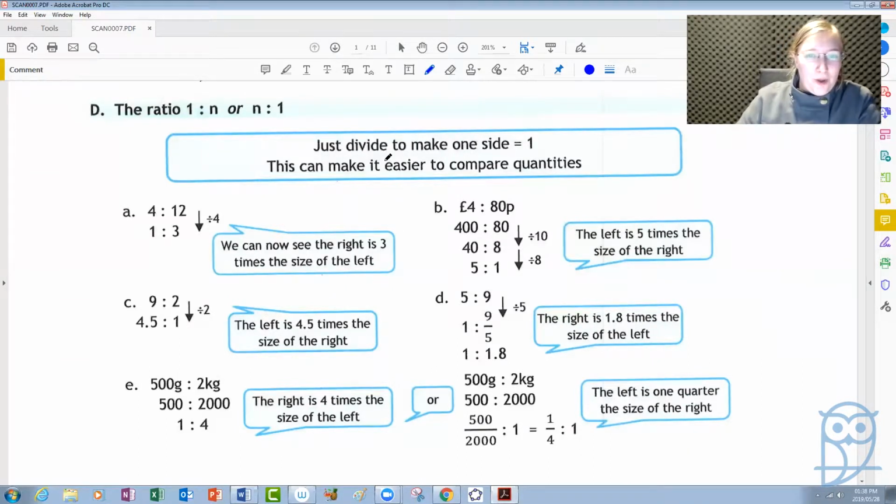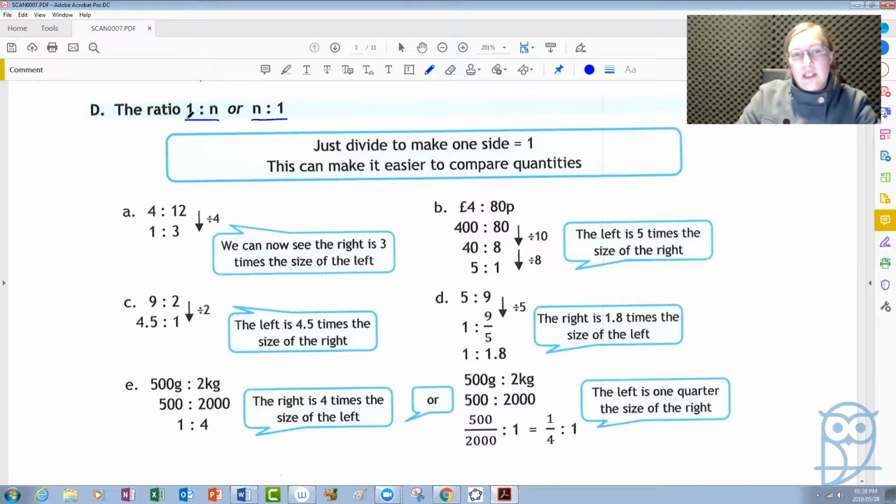Okay, so if we turn things into a ratio 1 to n or n to 1, that makes it very easy for us to compare different kinds of quantities with each other, especially if we've got things in different ratios. So here we can divide these by 4 to reach 1 to 3. Here we have to divide this side by 2, this side by 2, and then we get 4.5. So here we've got 4.5 to 1.